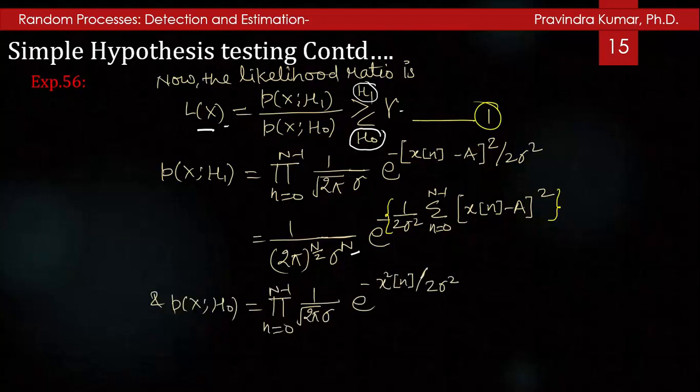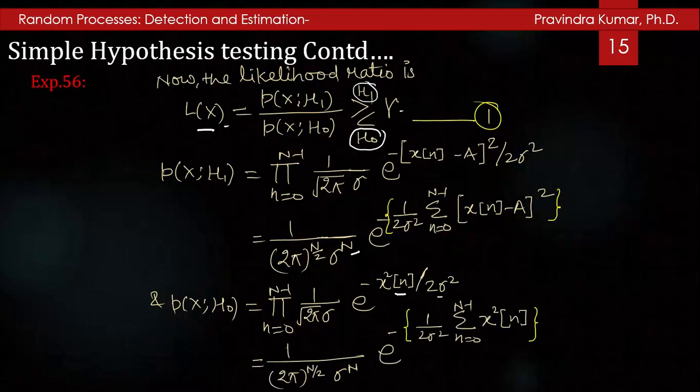And the PDF under hypothesis h naught will be the product for n from 0 to n minus 1 of 1 upon under root 2 pi sigma e to the power minus x square n upon 2 sigma square, and it will be equal to 1 upon 2 pi to the power n by 2 sigma to the power n, e to the power minus 1 upon 2 sigma square, summation n from 0 to n minus 1 of x square n.